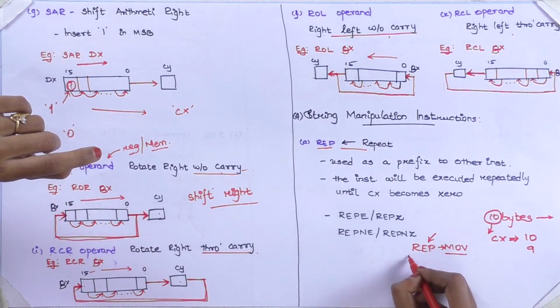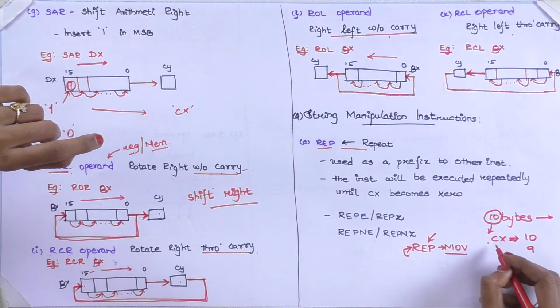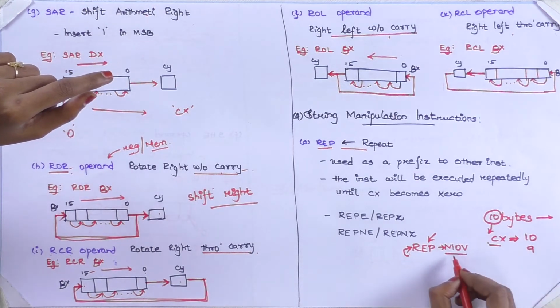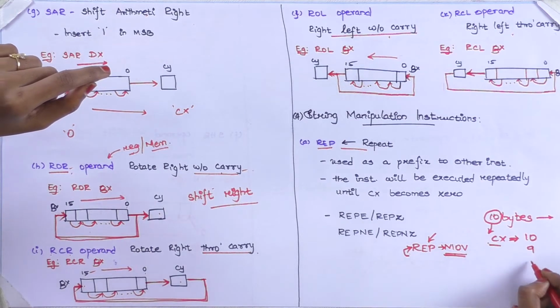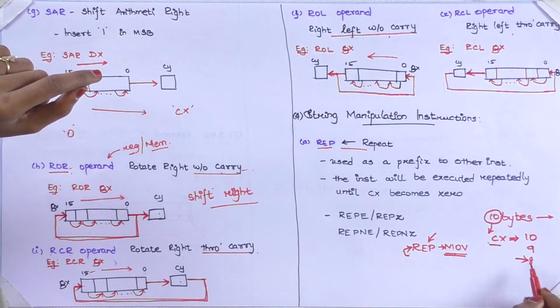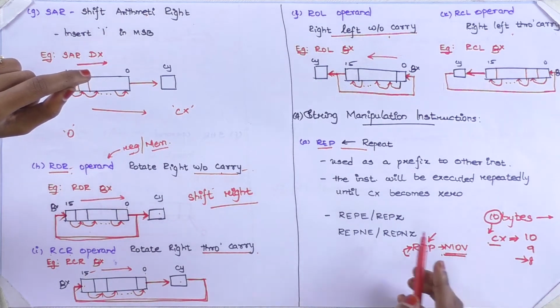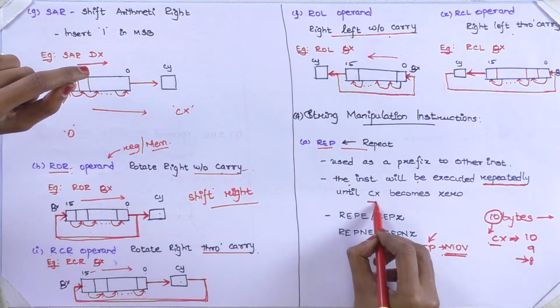Then repeat will check the CX register, whether it has become 0 or not. If it is not 0, it executes the instruction again. When it is executed again, the count will become 8. Again repeat will check whether it has become 0. If not, it executes the instruction again. This is how it happens. The instruction will be executed repeatedly until CX becomes 0.